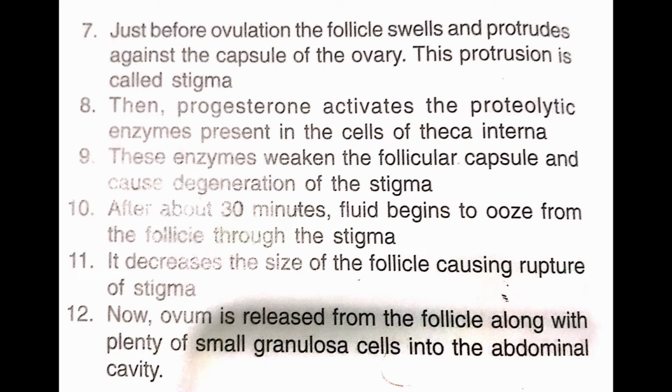So what is stigma? Just before ovulation, the follicle swells and protrudes against the capsule of the ovary, termed a stigma. Then progesterone activates the proteolytic enzyme present in the cells of the theca interna. This enzyme weakens the follicular capsule and causes the degeneration of the stigma. After about 30 minutes, fluid begins to ooze from the follicle through the stigma. It decreases the size of the follicle, causing rupture of the stigma. Now the ovum is released from the follicle along with plenty of small granulosa cells into the abdominal cavity. So these are the ovulation stages.